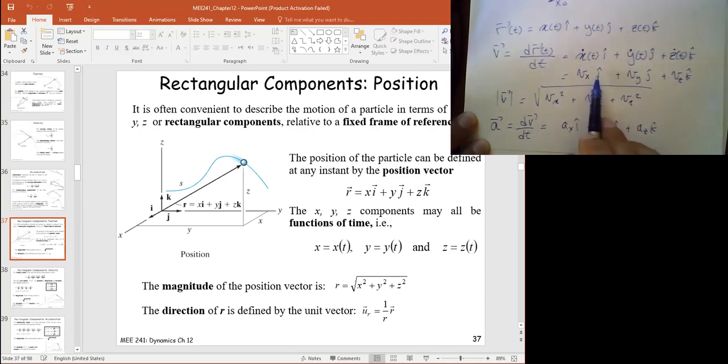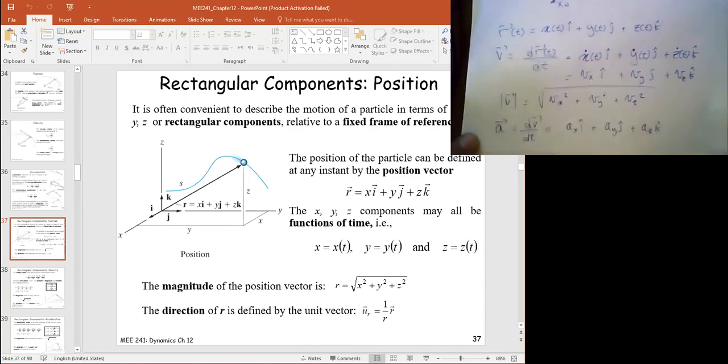What happens if, let's say, i was a function of time, how would that change? You would do the chain rule on that, right? So it would be Vx'(t) times i plus i'(t) times Vx. At some point we're going to do something where your unit vectors will actually rotate, so we'll look into that.